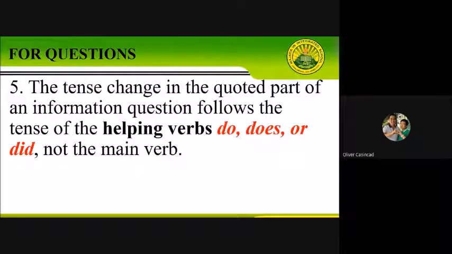Rule number 5. The tense change in the quoted part of an information question follows the tense of the helping verbs do, does, or did, not the main verb. So as I have told you, the helping verb or the auxiliary verb do, does, did is the one carrying your tense of the verb, not the main verb. They are always followed by the base form, like do sing, do dance, did sing, does sing. So that's it. Now you have the example.